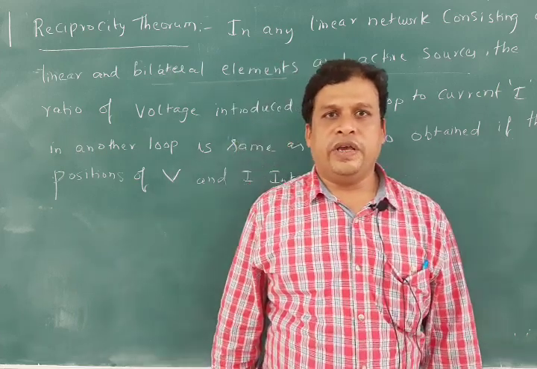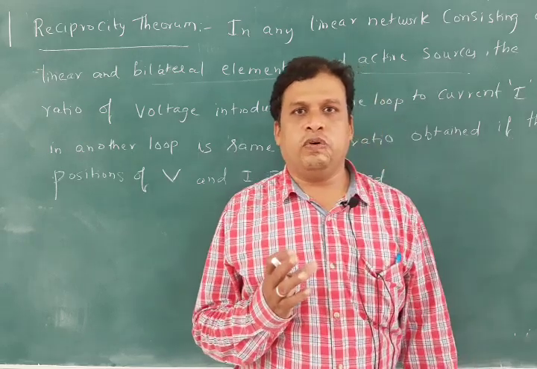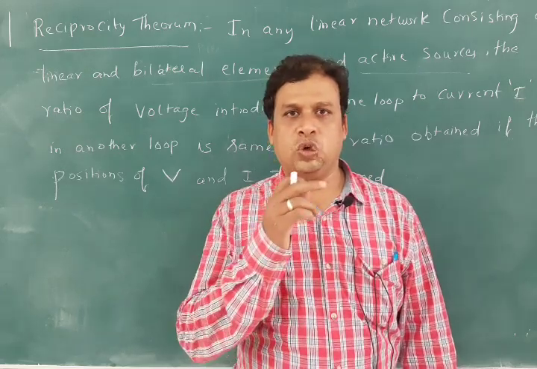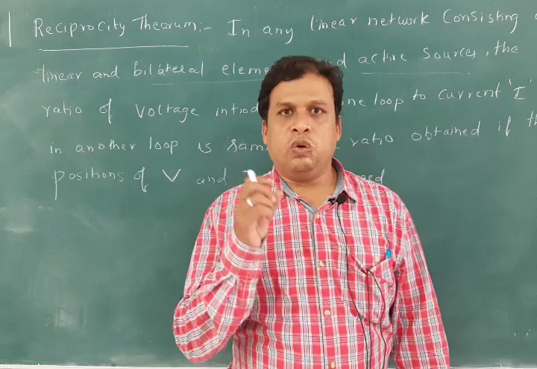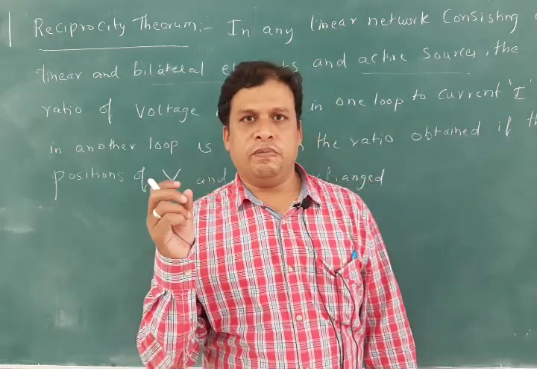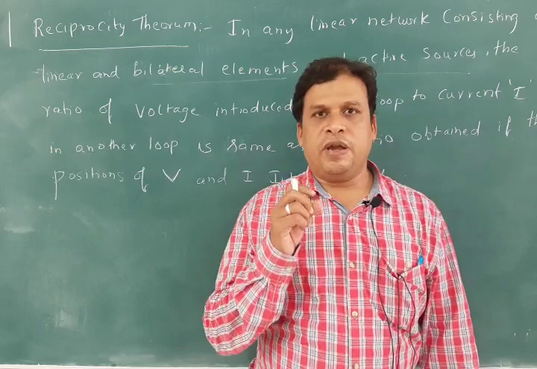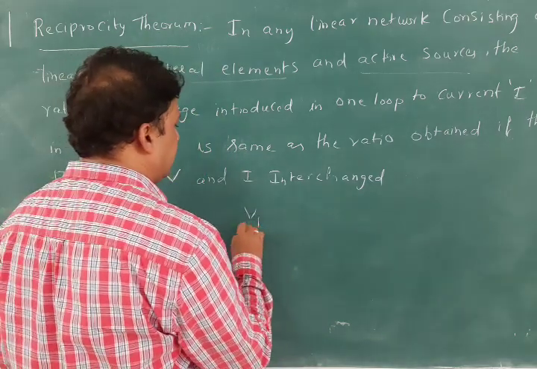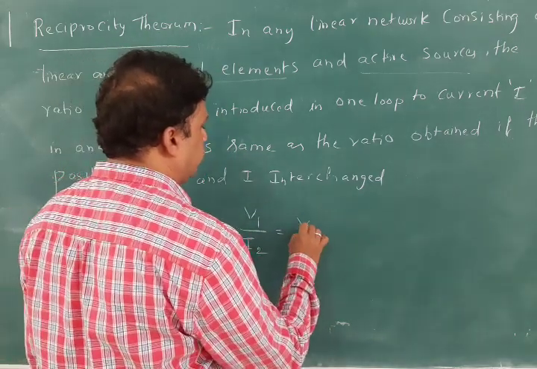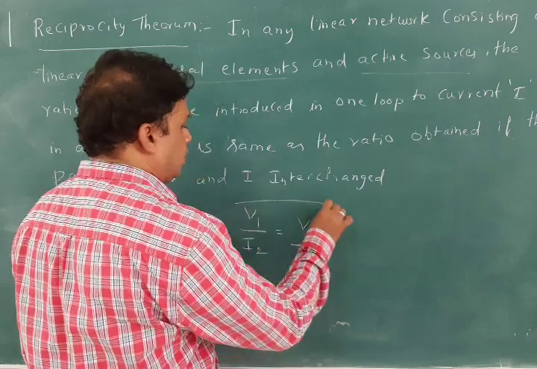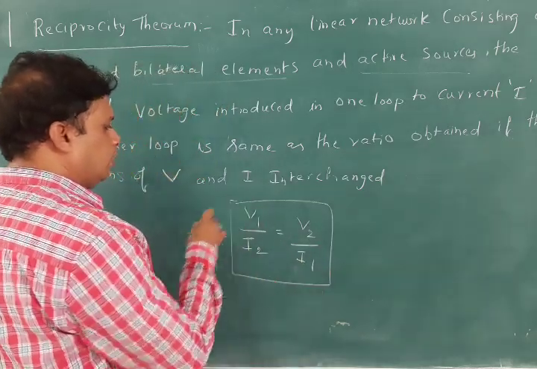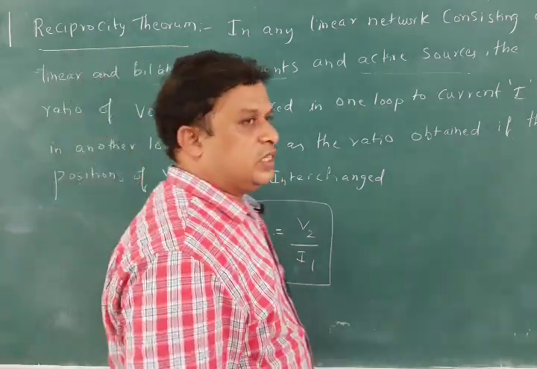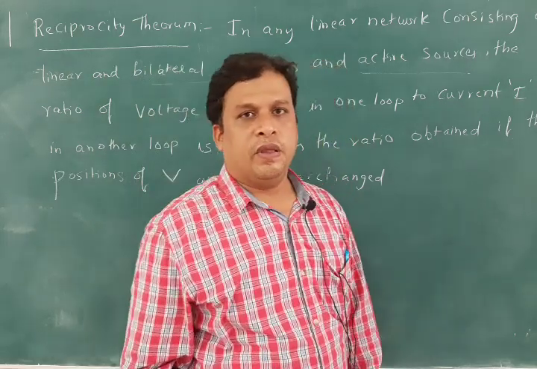In simple terms, if the voltage in loop 1 is V1 and the current in loop 2 is I2, then the ratio of V1 by I2 is equal to the ratio of V2 by I1. V1 by I2 is equal to V2 by I1. If V1 by I2 equals V2 by I1, then the reciprocity theorem is said to be verified.